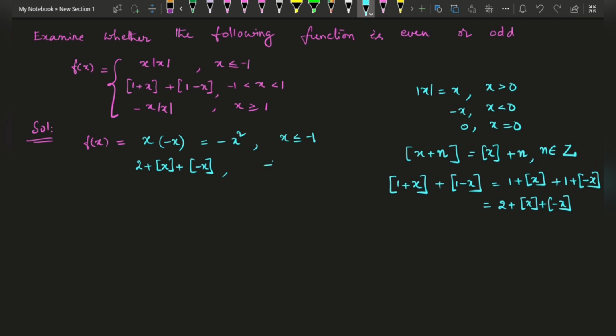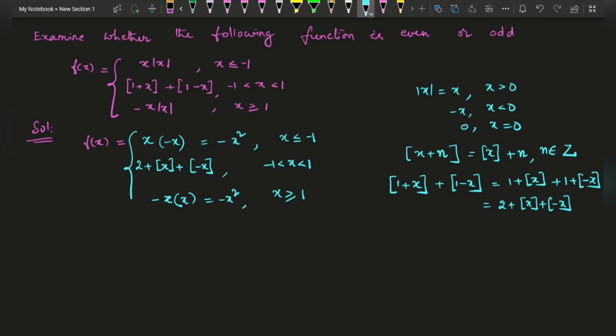For minus 1 less than x less than 1. Similarly, third function. Here x is greater than or equal to 1. So all the values which are greater than 1 are all positive. The values of x which are to the right of 1 are positive. Hence mod x becomes plus x. So minus x into x. Now it happens to be minus x square.